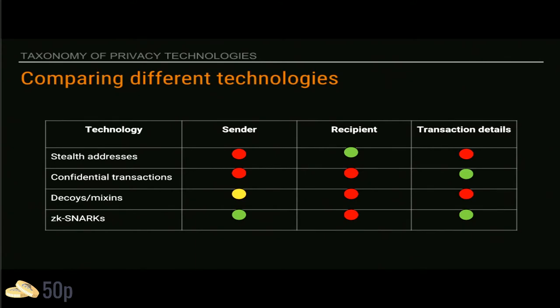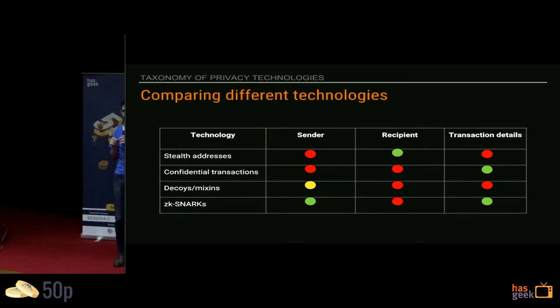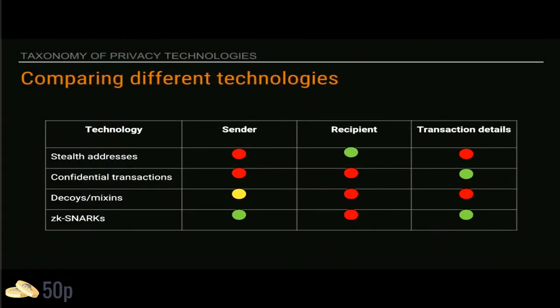A stealth address is this: suppose somebody tells you their address, like their Bitcoin address, and you want to send them a payment. And then later you want to send them a second payment. And you don't want someone watching the blockchain to be able to link those two and recognize from the fact that you're reusing the same address that you're paying the same person. Stealth addresses are a way to generate a new address each time.